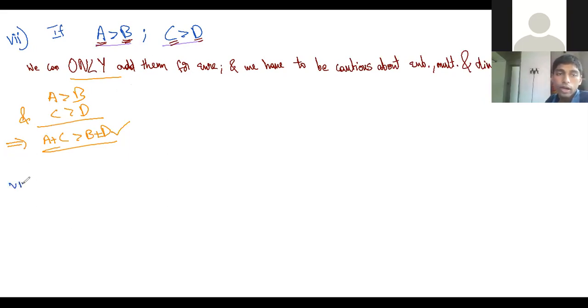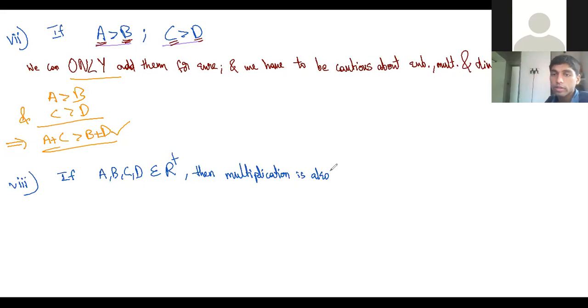I'll just explain. Just give me one more minute. Just write the 8th note, then I'll come to the explanation. But let us say all the terms are positive. If A, B, C, D, let us say all the terms which are present, they are all positive. Then multiplication is also allowed, but only multiplication, not the other things, especially not subtraction.